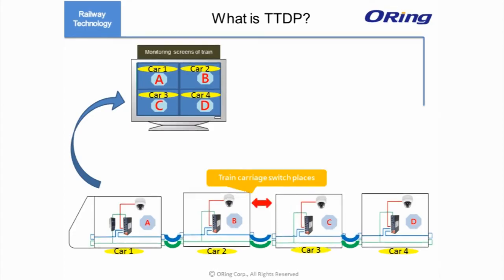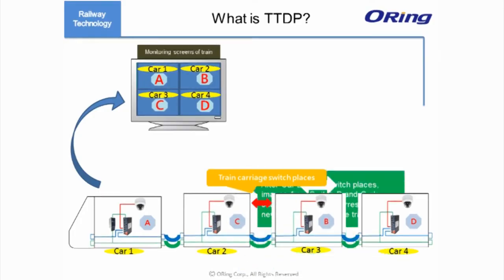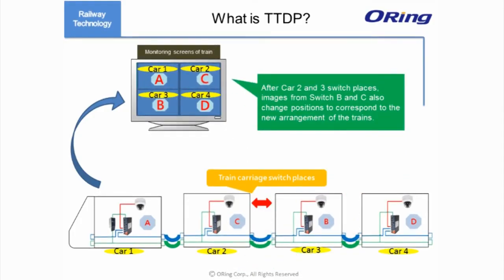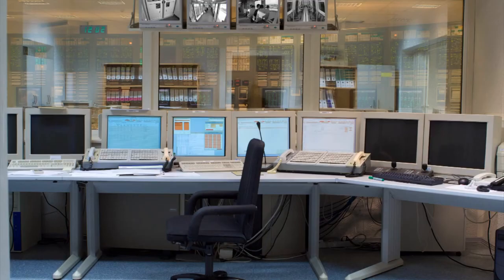Therefore, when camera B and C switch places, car 2 screen will continue to show images from camera B, even though it is now in the third carriage. Car 3 screen will show images from camera C, which is now in the second carriage. This is caused by fixed IP addresses of the IP cameras. With TTDP support, the IP cameras will receive a new IP address based on the new arrangement of the train. Hence, each screen will display correct images.